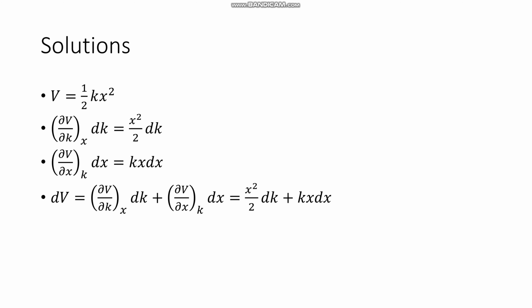Our next example was the potential energy of a spring. So if we look for partial V, partial k, so how is that potential changing when we change the spring constant? We have x squared divided by 2 dk. What if we change the displacement? We have kx dx. And then the change in the elastic potential energy would just be x squared divided by 2 dk plus kx dx.